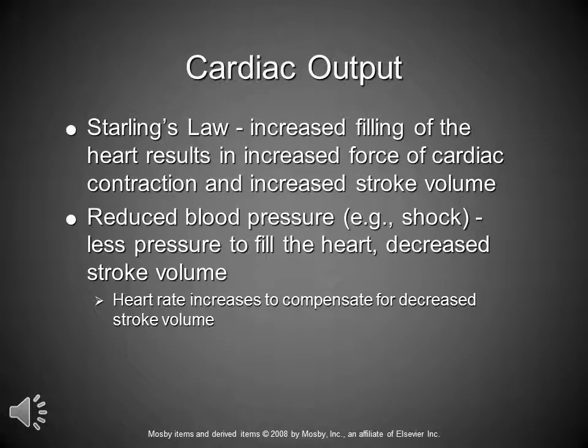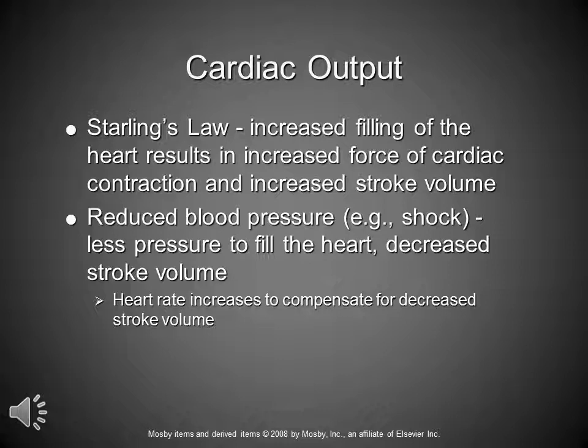At this point, we always have to throw in Starling's law, because Starling's law says that increased filling of the heart results in increased force of cardiac contraction and increased stroke volume. In other words, if you're going to pour more blood into the heart, it's going to have to work harder to get it out. What goes in must come out. So the heart will react to increased filling with increased cardiac output.